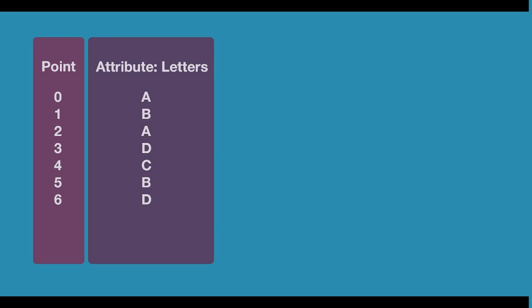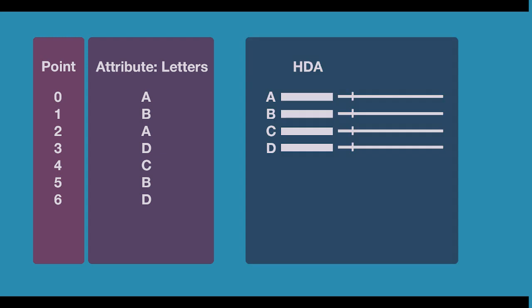Let's imagine a scenario. We have a bunch of points, and the points have an attribute called letters. In our HDA, we want to look at a list of unique letters and create a float slider for each letter. Well, if we already know that there are A, B, C, and D unique letters, we can manually just create 4 respective float sliders.